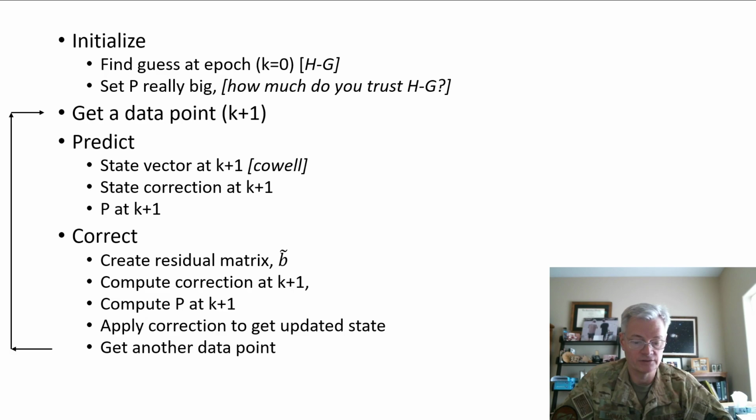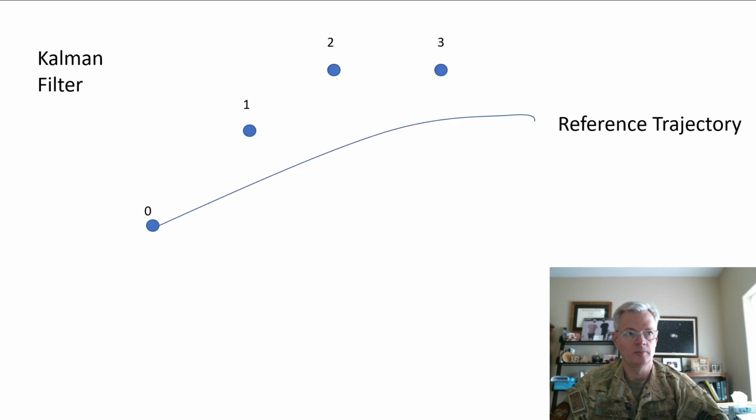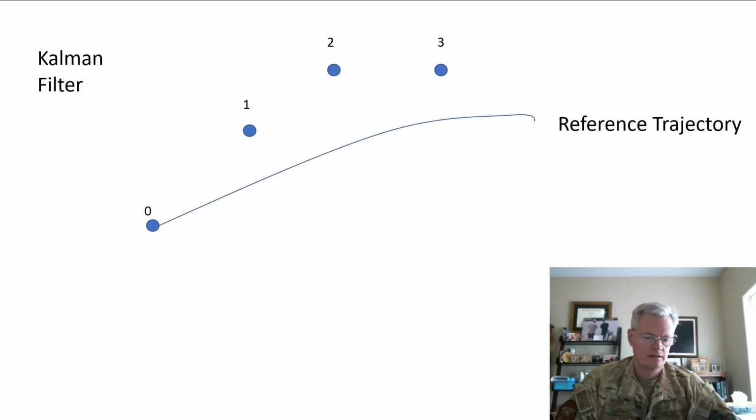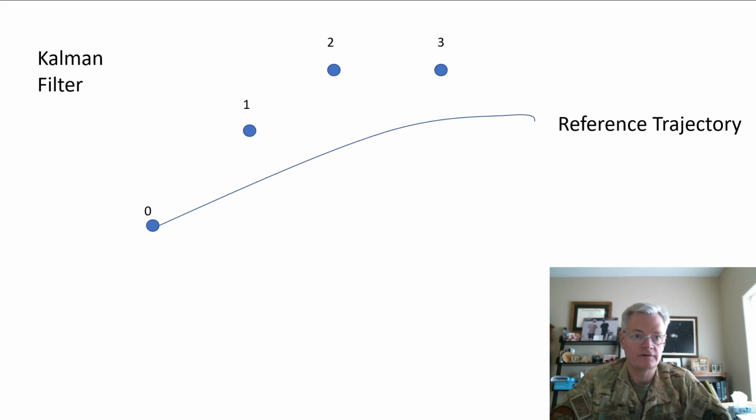We're not propagating it and estimating it. We are computing the correction, the del x hat. We compute the covariance at k plus 1. And then we apply the correction that we've calculated, adding that to the state vector. And now we have a better approximation of the state. Then we just loop back and get another point and keep doing that. So that's a very generalized algorithm for a Kalman filter. What I want to do is visualize this a little bit. This is just the general process, and we'll get into more specifics here in 5 or 10 minutes.